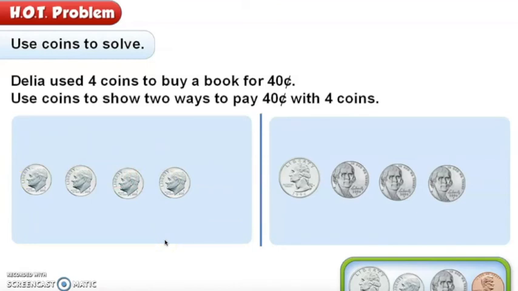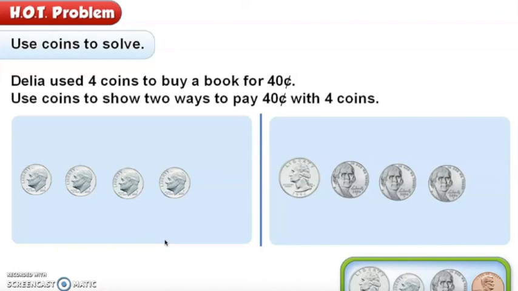Okay? So it's, again, just about having the option to pay for something in a number of different ways in case you don't have the coins that you need, right? If Delia didn't have 4 dimes, then there's another way that she can pay for the book by using a quarter and 3 nickels. There could have been other ways where she could have used the quarter and the dime and the pennies, okay? But she wanted to use 4 coins, and these were 2 options for her to use. Okay, so it's really just all about having options and thinking of other ways to pay for something without changing the total amount.